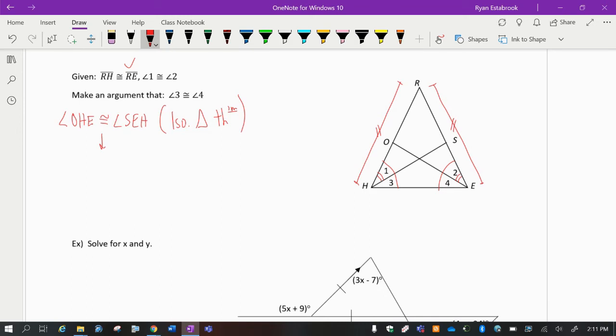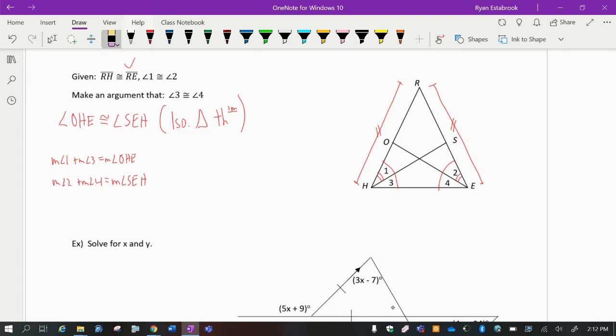Angle 1 is congruent to angle 2. I see that angle 1 is part of this angle on the left. Angle 2 is part of the angle on the right. We're trying to get the remaining portions of those angles congruent to each other. So to tie all this together, finding a way to combine the given with what we're trying to prove, how about if we said that measure of angle 1 plus the measure of angle 3 is equal to measure of OHE and measure of angle 2 plus the measure of angle 4 is equal to the measure of angle SEH.